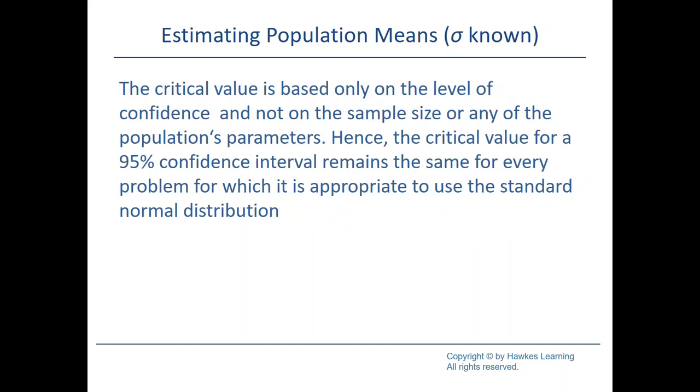Now, the critical value is based only on the level of confidence, and it's not actually based on the sample size itself. Your sample size will change based upon what your population is, but the z is going to change based upon the confidence interval. If we are looking at a 95% confidence interval, that's going to remain the same for every problem for which it is appropriate to use the standard normal distribution.